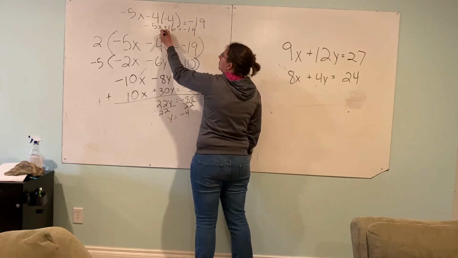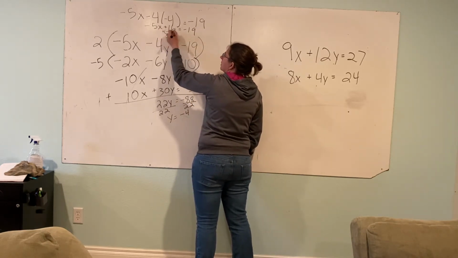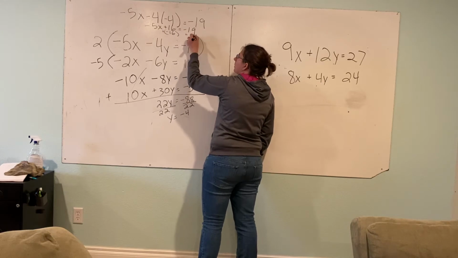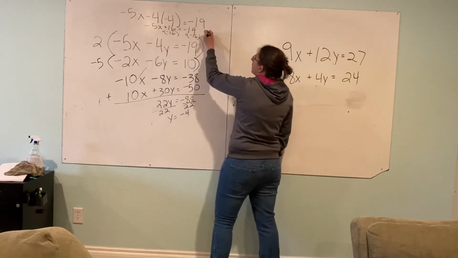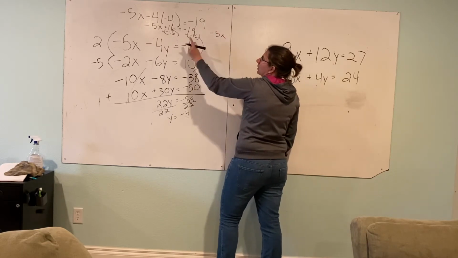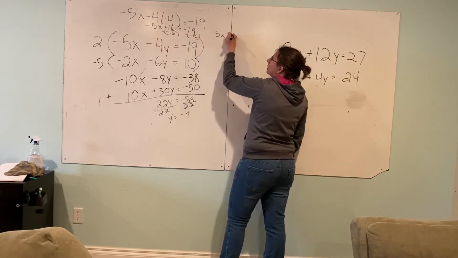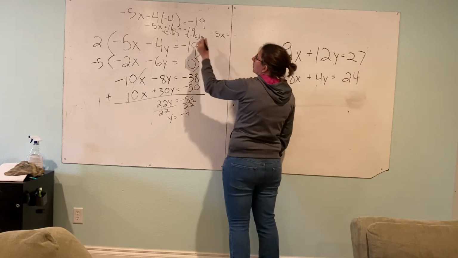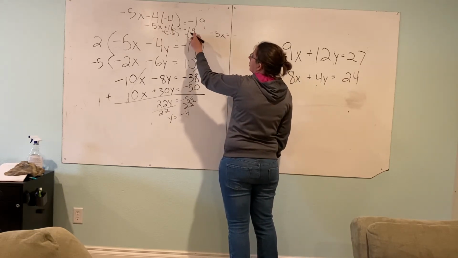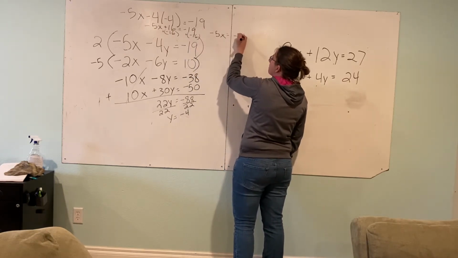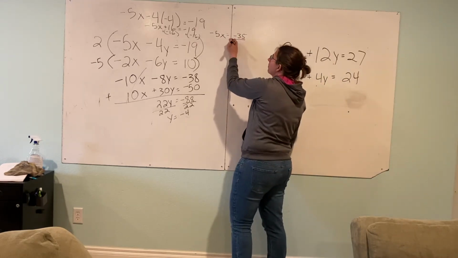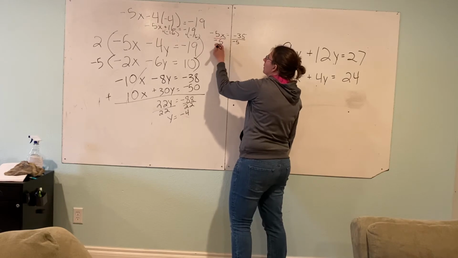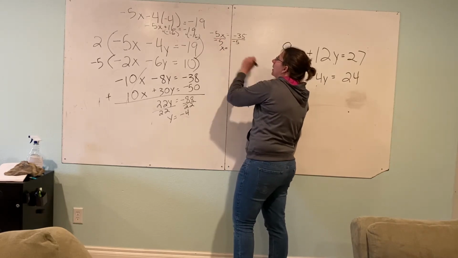We're going to subtract or add negative 16. I like to add negative 16 so I make fewer integer mistakes. So negative 5x equals negative 35. We're going to divide both sides by negative 5. x is going to equal positive 7.